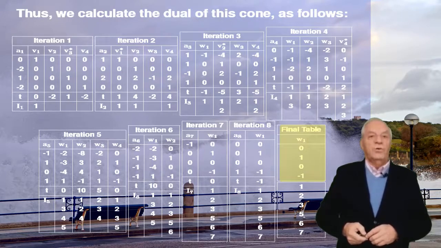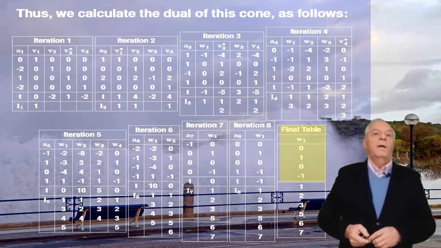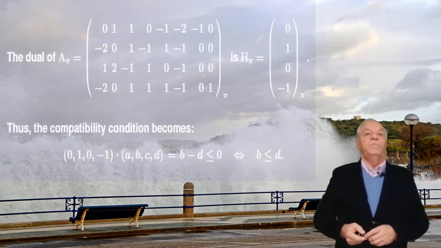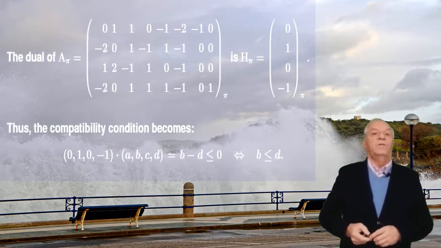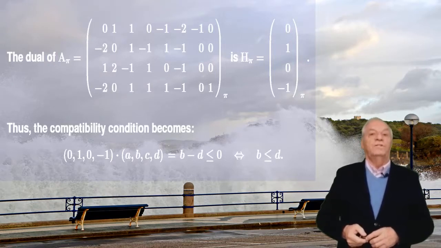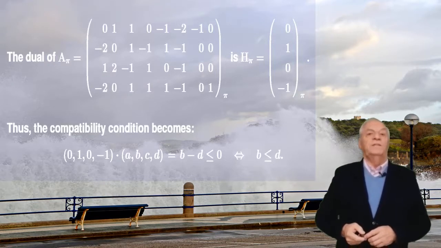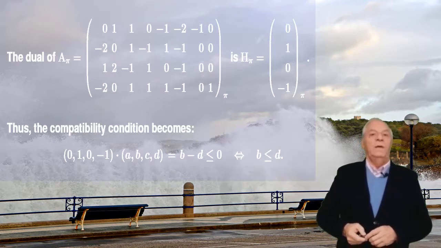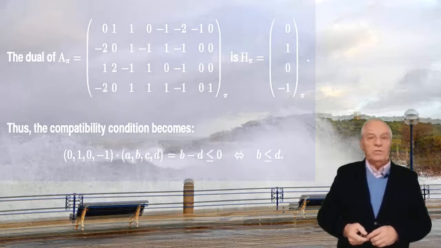Thus, this cone has no vector space part, but has an acute cone part with a unique edge. For the system to have a solution, the dot product of the ABCD vector and this edge vector must be less than or equal to 0, and therefore the condition is that B minus D must be less than or equal to 0. That is, B must be less than or equal to D, which is the compatibility condition.